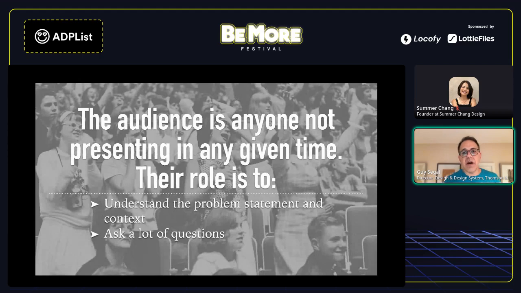So let's go to the second role. Of course, that's the audience. The audience is anyone who's not presenting, and they have two roles. They need to understand the problem statement and the context. And if you're in the audience and you don't understand that, make sure the presenter explains it until you do, because otherwise you don't have context to understand if the solution is good or not. And then once it's presented, ask as many questions as you can.